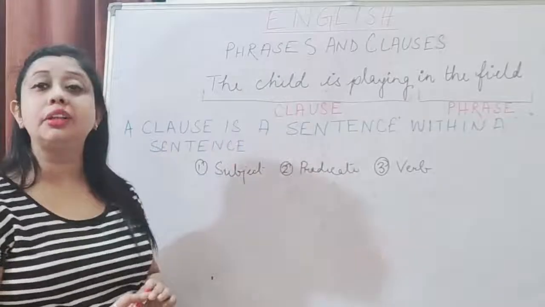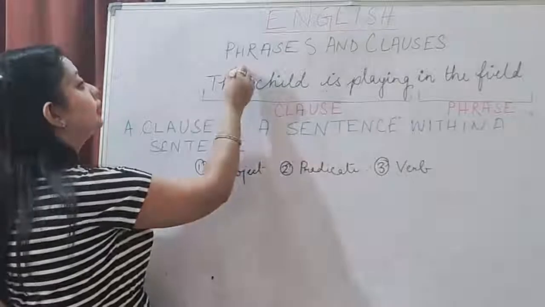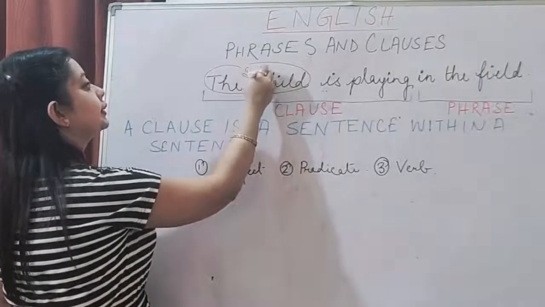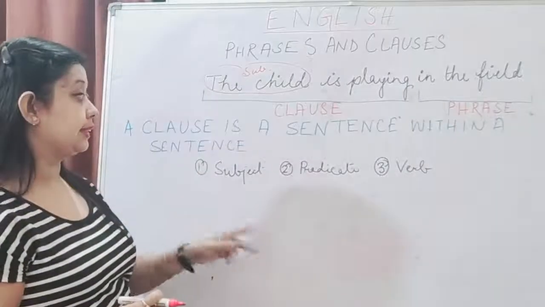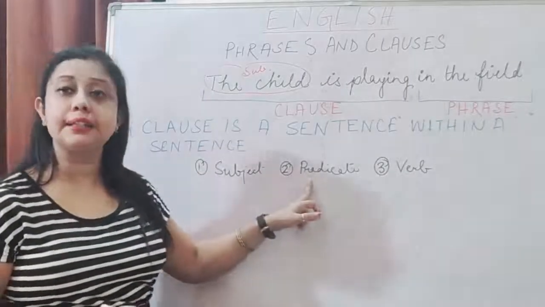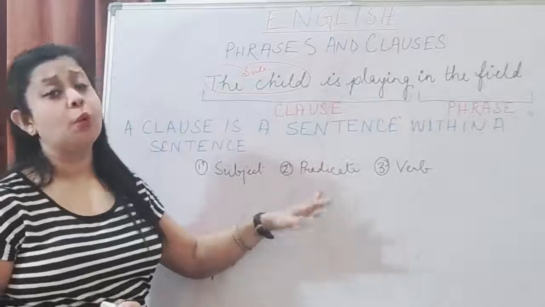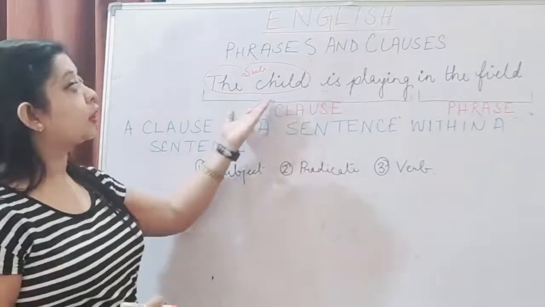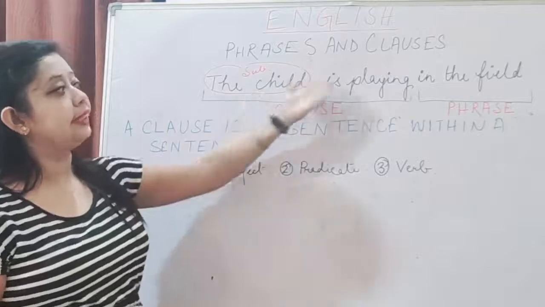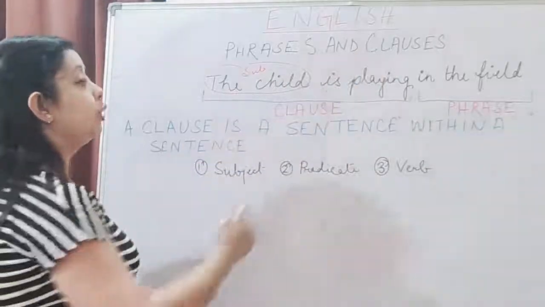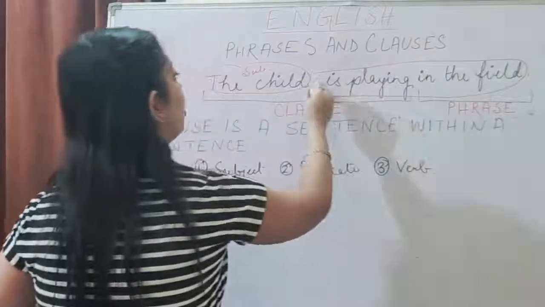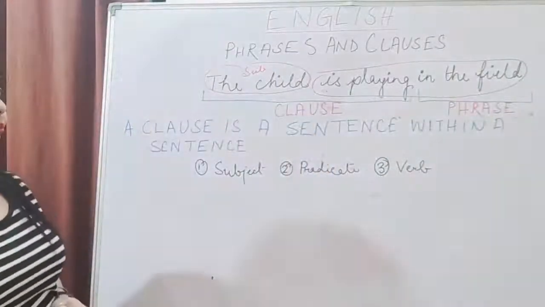We are talking about the child. Therefore, the child is the subject of the sentence. Next, what is a predicate? We need to find out a predicate. Whatever we say about the subject is the predicate. So, what am I saying about the child? That he is playing in the field, which means that this whole part is our predicate.